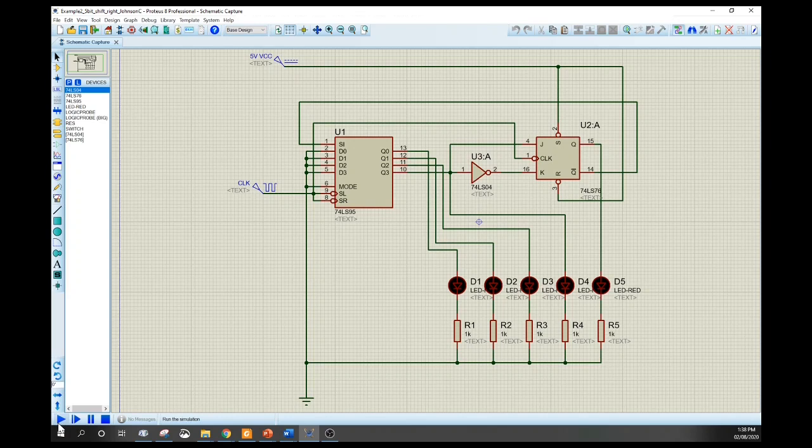So now let's simulate this. So now this is shifting to the right. We are switching back to 0 because of this complemented output here being shifted back in to the shift register.